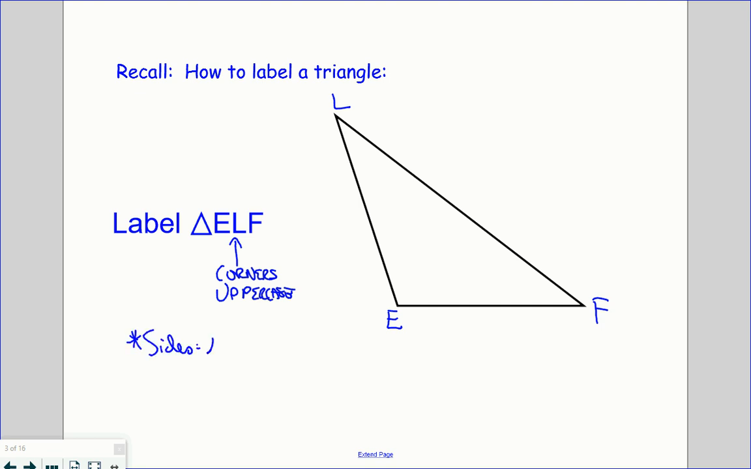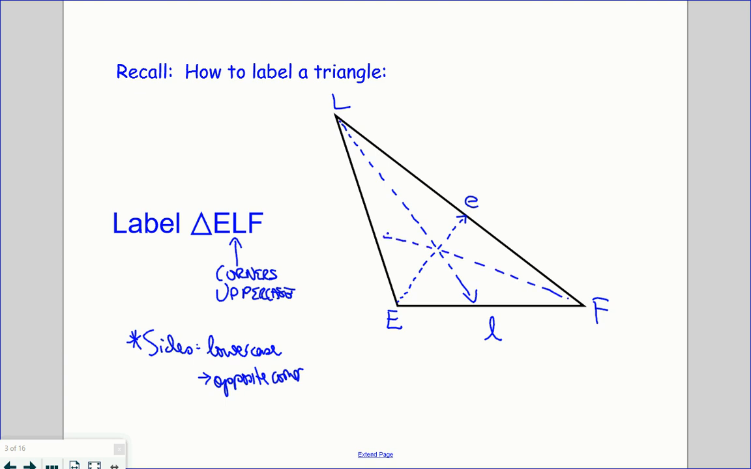Sides are always done in lowercase letters, and you go opposite the corner. What I mean by that is opposite corner E, this side right here, I refer to it as side E, or lowercase e. Opposite corner L is side l, and opposite corner F is side f.